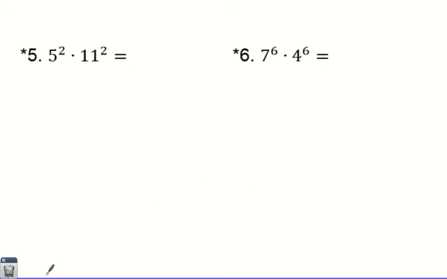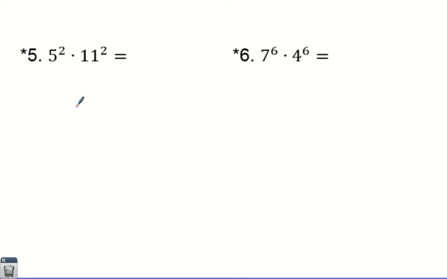Number 5 and number 6. What's with the asterisks? Well, I'll point that out in a second. All right, how do we do 5 to the 2nd times 11 to the 2nd? It's actually sort of a trick question. That's really why the asterisks are there, because in a way it's a trick question. Because look, the base 5 and the base 11 are not the same base.